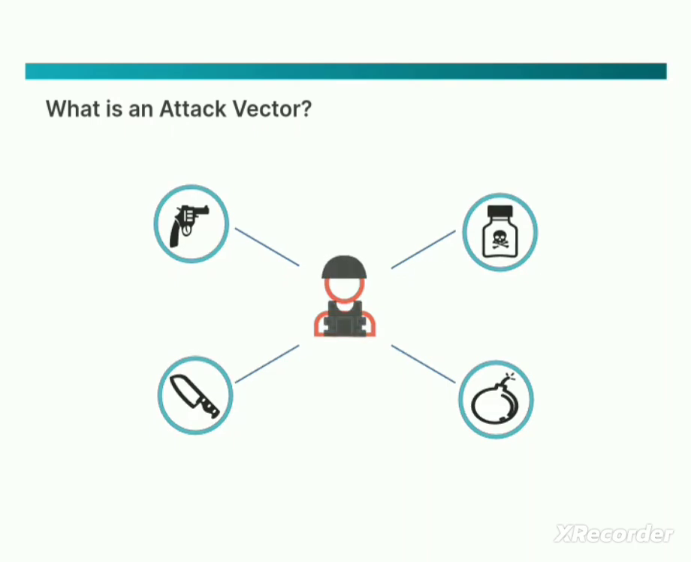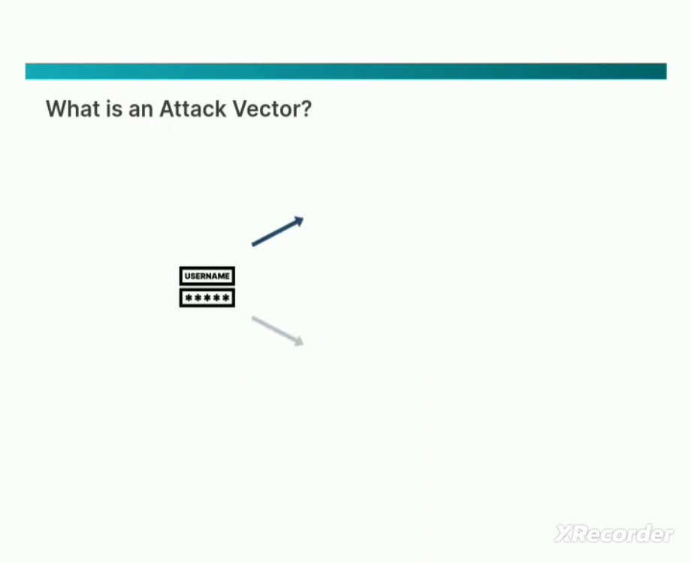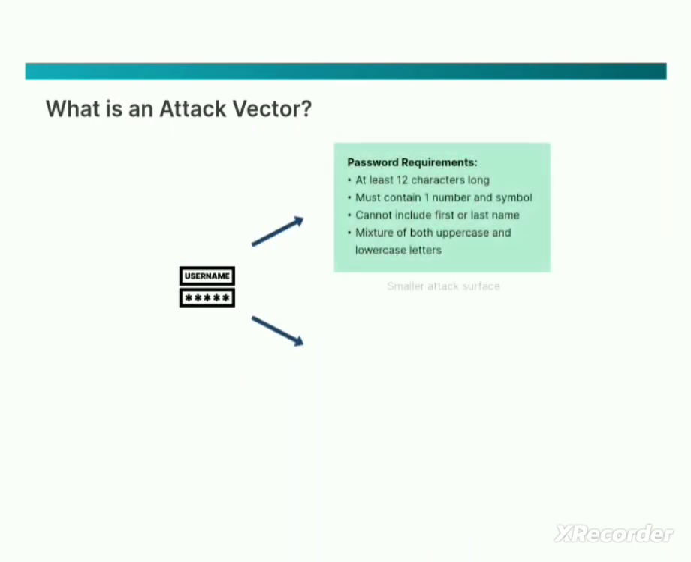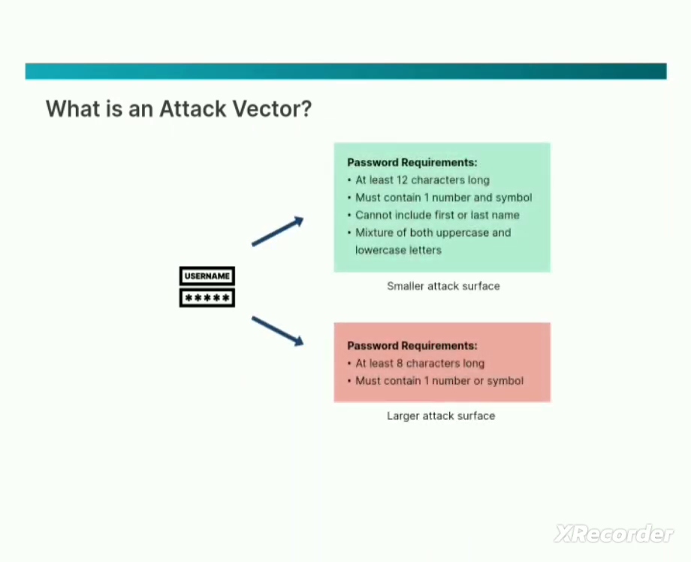In another example, a password policy requirement is a factor in the attack surface. More stringent password requirements cause the attack surface to contract, and lenient requirements cause the attack surface to expand. One of the objectives of IT security is to reduce the attack surface of the network.